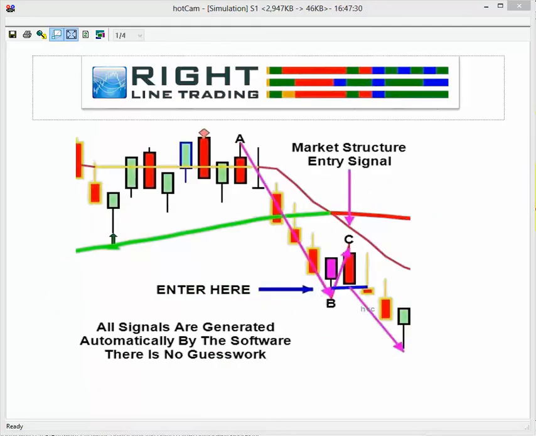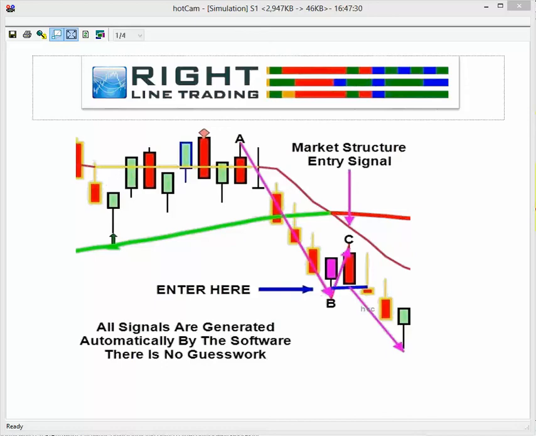Now, remember I said how important market structure is, and up till now I've only mentioned the color of the 50 and the 15. And I told you that we're trend traders. But we're also major league retracement traders. What we want to do is take a conservative retracement into a defined trend.